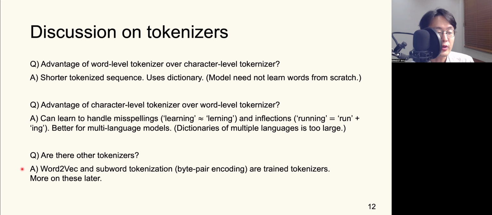Next question: are there other tokenizers that we have not yet talked about? The answer is yes. Word2vec is a trainable word-level tokenizer. I'll talk about that later. And then there are what are called subword tokenizers, such as byte pair encoding. These are also trained tokenizers, but they do tokenization at a level smaller than a word, hence the terminology subword, but larger than a single character. I'll talk about the byte pair encoding tokenizer later.